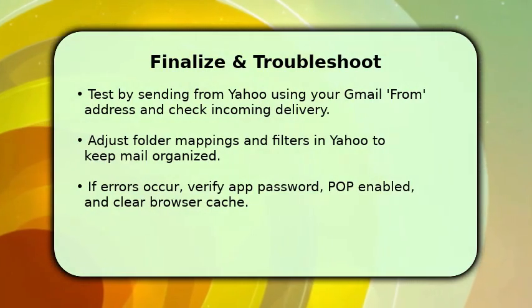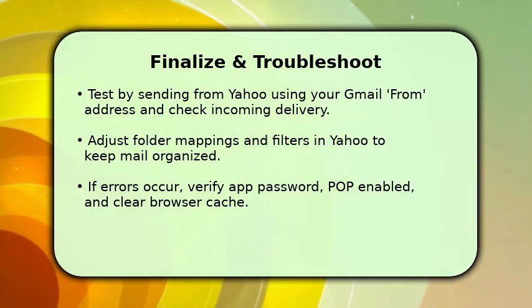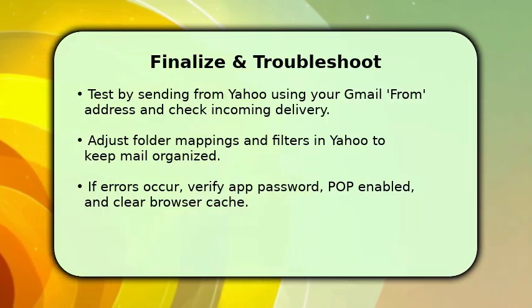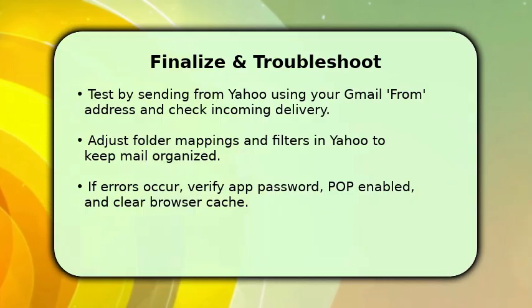Finally, complete setup by testing both receive and send functions. Send a test message from Yahoo using your Gmail from address and confirm it appears in Gmail and Yahoo inboxes. Once working, tweak folder mappings and create filters so messages route properly.